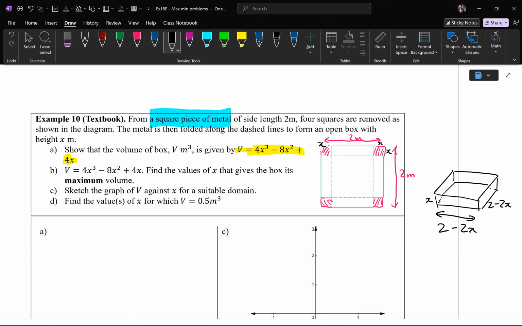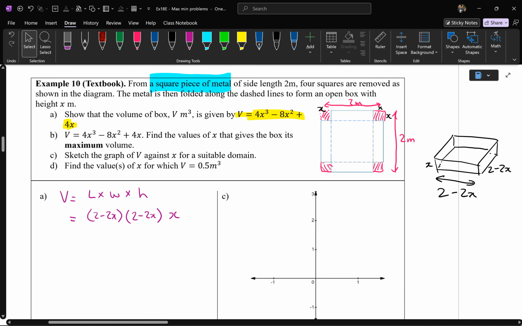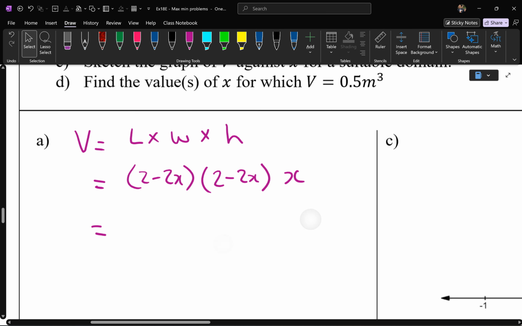So when you put it together, when they say, question A, show that the volume of the box is given by this, where did that come from? Well, volume of a rectangular prism is length times width times height. So here we go. Volume is equal to length times width times height. Length is 2 minus 2x times 2 minus 2x times the height, which is x. Because this is a show that question, you cannot do this on your CAS. You have to do it by hand. You have to expand it. So let's expand it.